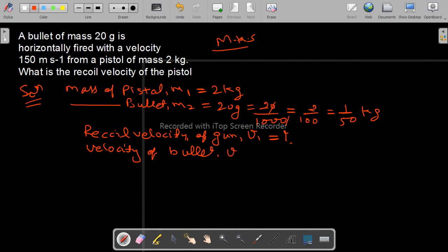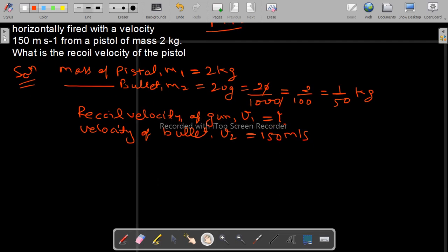The velocity of the bullet, that is v2, is given as 150 meters per second, right? Recently we have seen that in the case of a bullet fired from a gun, the total linear momentum is m1 v1 plus m2 v2. This is equal to 0, because before the collision all things are at rest. The bullet and the gun are both at rest, so the total linear momentum before collision is 0.